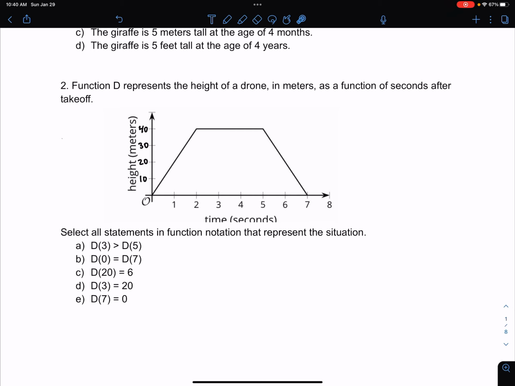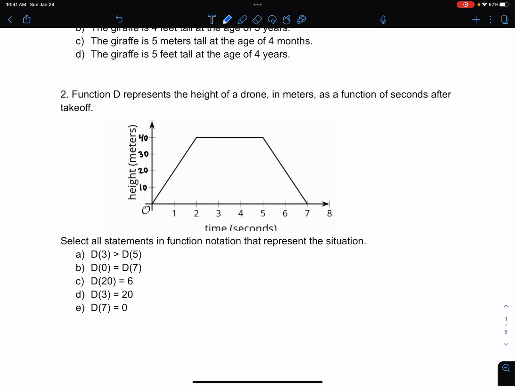And then I'm going to go over here to D of 5. D of 5 is somewhere up here on my vertical axis, and the 5 is over here on my horizontal axis. So for D of 5, I'm looking at 5. I trace it up, and I look over at the height in meters, and it's 40. Looks like they're both 40. D of 3 and D of 5 are both 40. So that first one is not true, so we're not going to circle A.